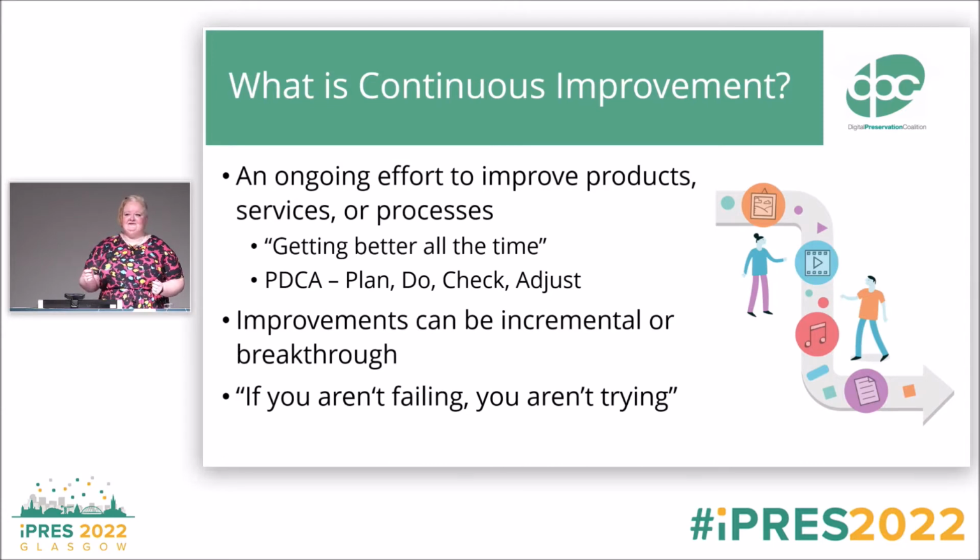At the DPC, we have member events that are officially called Digital Preservationists Anonymous, but unofficially within the DPC staff, we refer to them as Fail Club. And it's really about bringing people together to talk about what's gone wrong in a confidential place and being able to get peer support and advice on how to move forward. And I think sharing the things that go wrong often helps us to learn more than sharing the things that have gone right.